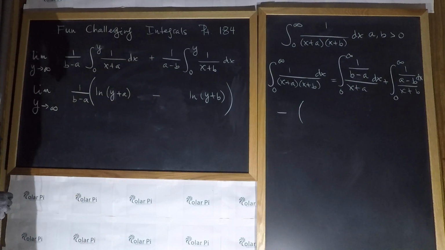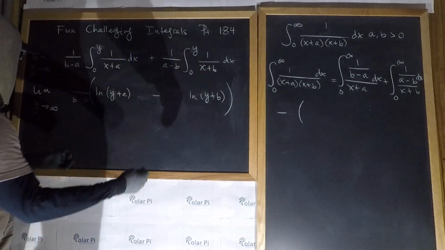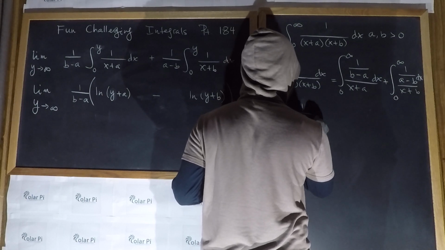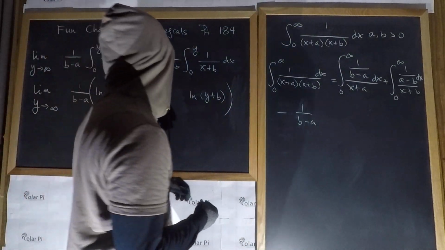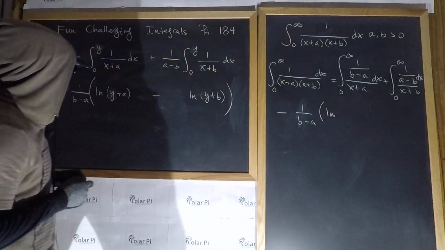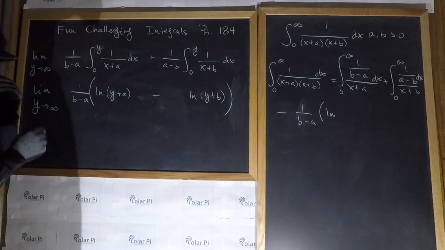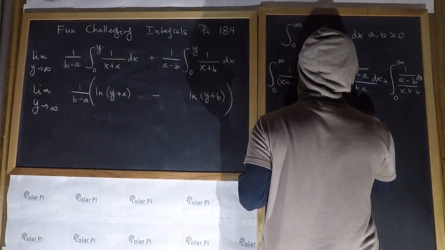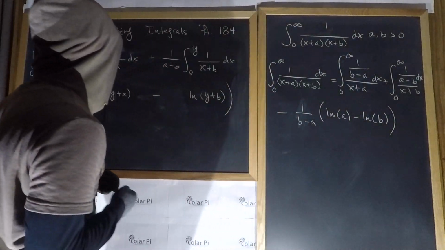Okay, so in this part what we need to do is plug in 0 into this, so we're going to get 1 over b minus a, and this minus sign though is from the evaluation theorem, right? 1 over b minus a times the natural log of what? Well, this was an x and this was an x, they're going to become 0 because that's that part now. So natural log of a minus natural log of b, right? Like that.